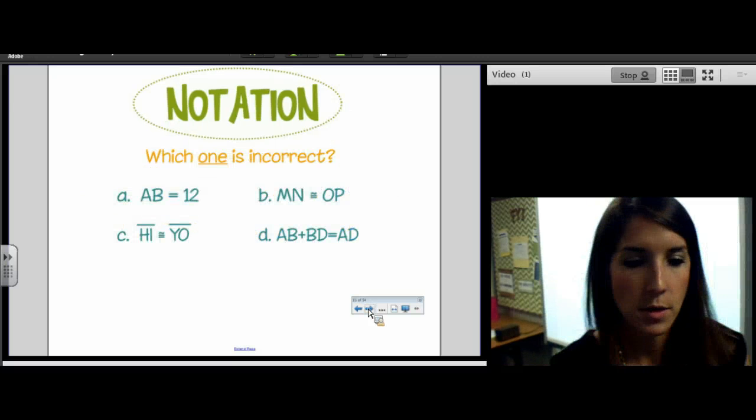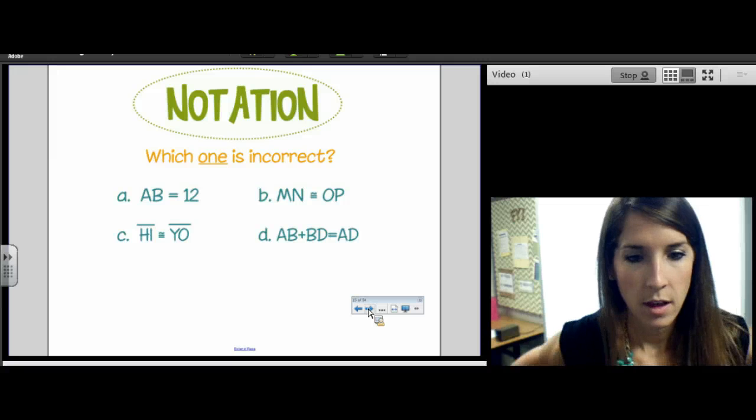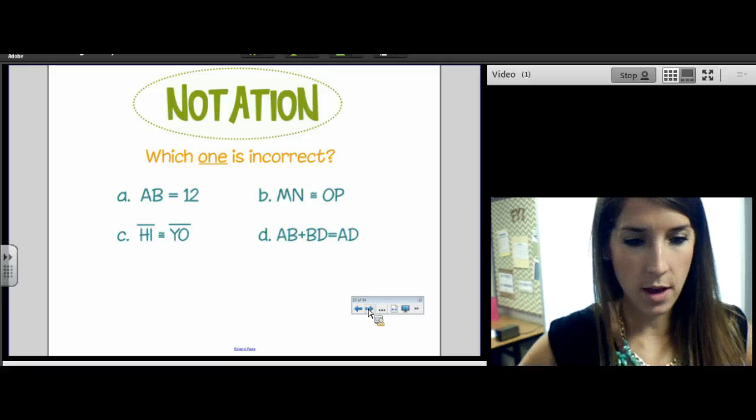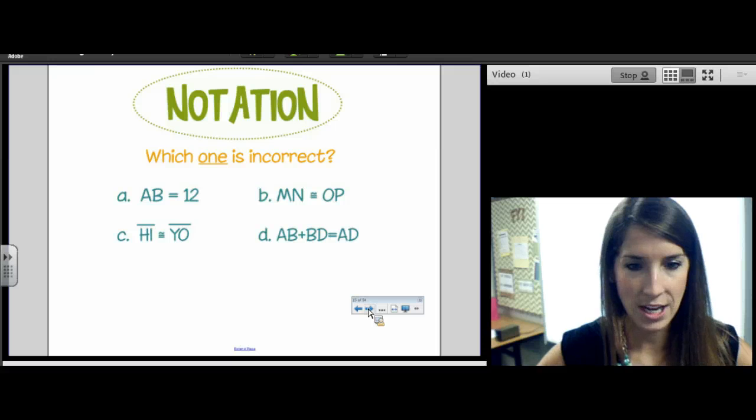Which one of those is incorrect? A, B, C, or D? Which one of those did people use incorrect notation?